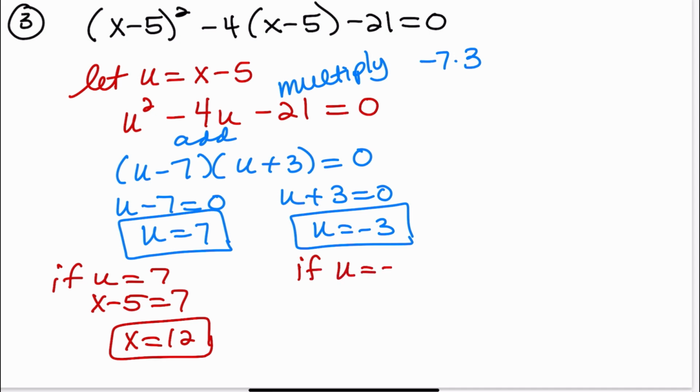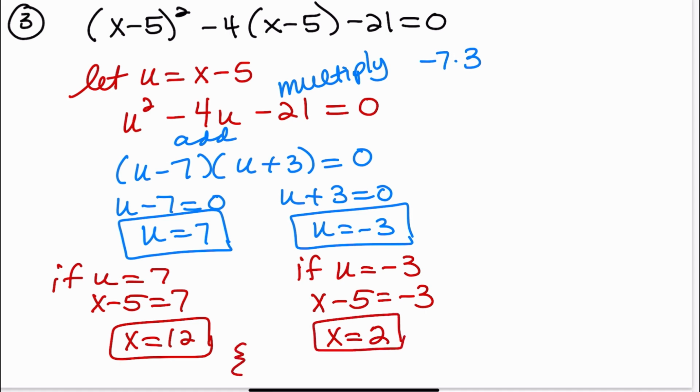On the right hand side, if u is equal to negative 3 and u is just x minus 5, that means x minus 5 is equal to negative 3. So if I add 5 to both sides, I get x is equal to 2. So my two solutions are the numbers 2 and 12. And I expected there to be two solutions because this is a second degree polynomial. The highest power is 2.